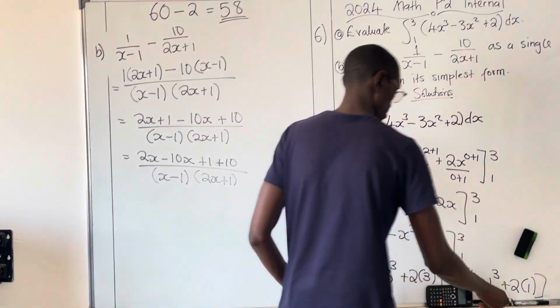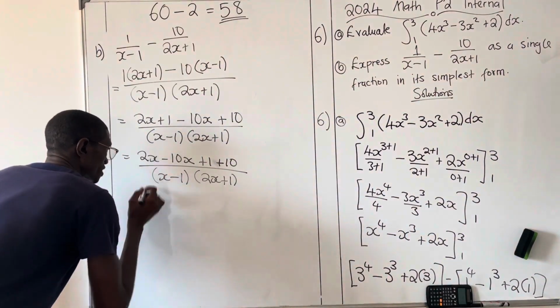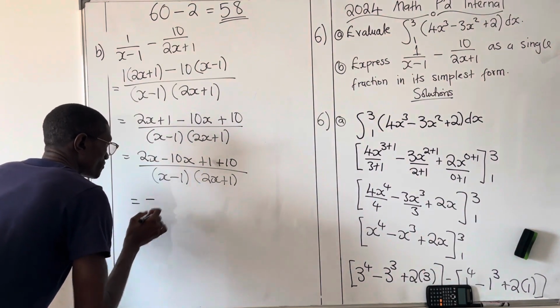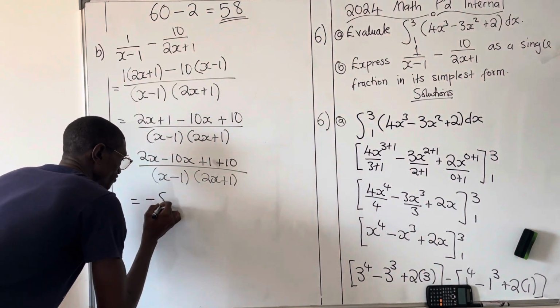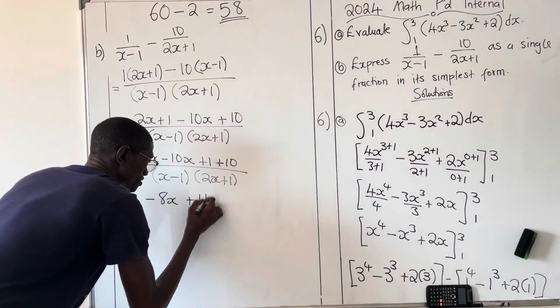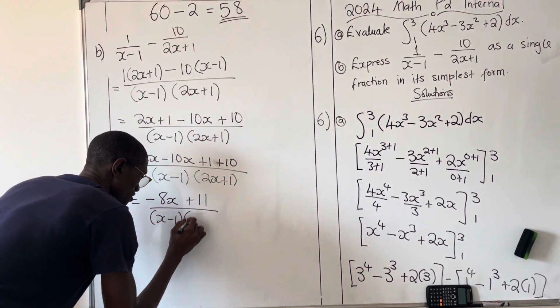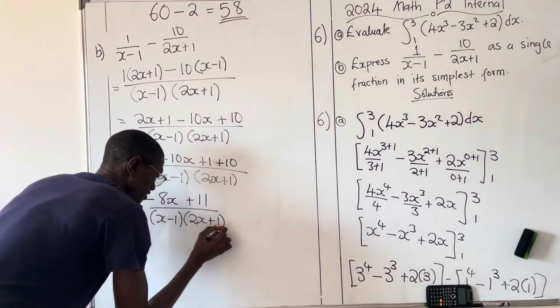Okay, this one is running out. Let me use this one. Okay, so here when the signs are different, you keep the sign of the bigger number, you subtract 10 minus 2 there, giving us negative 8x. 1 plus 10 gives us positive 11. Everything over x minus 1, 2x plus 1.